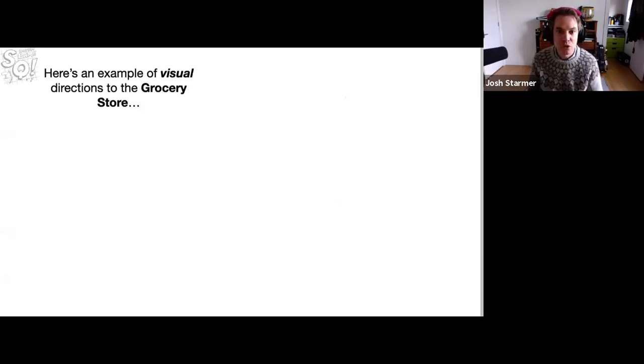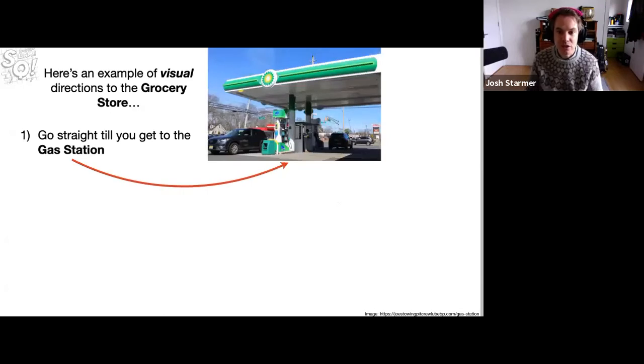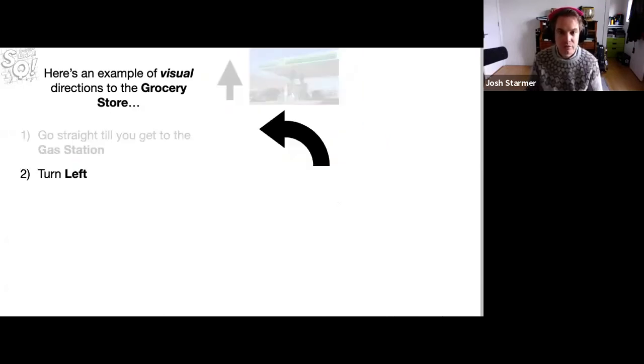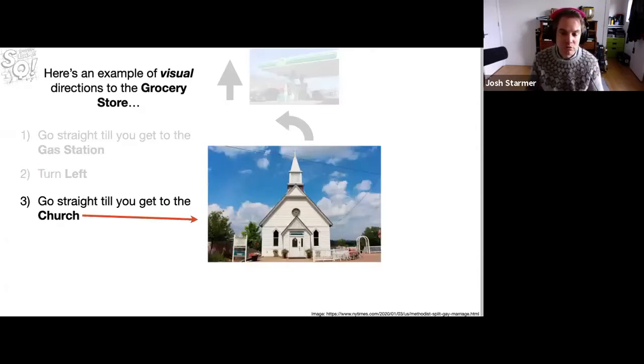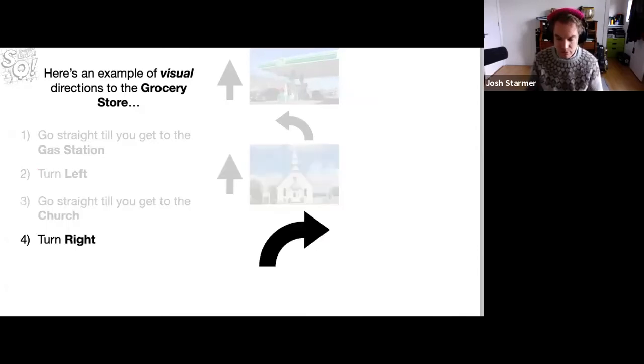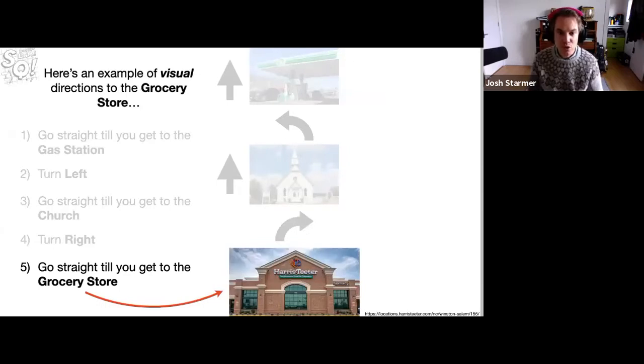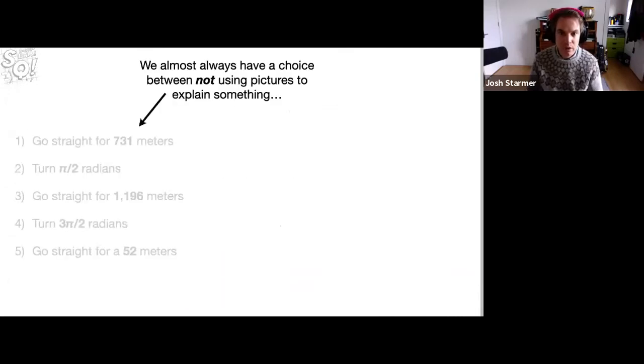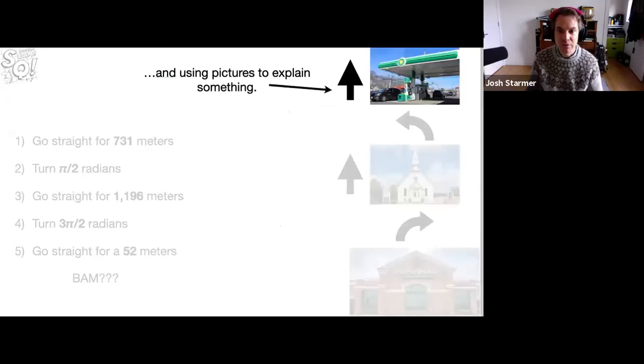Here's an example of visual directions to the grocery store. Go straight till you get to the gas station. Turn left. Go straight till you get to the church. Turn right. Go straight till you get to the grocery store. Bam! To summarize this rule, we almost always have a choice between not using pictures to explain something, so here's our unvisual directions, and using pictures to explain something.